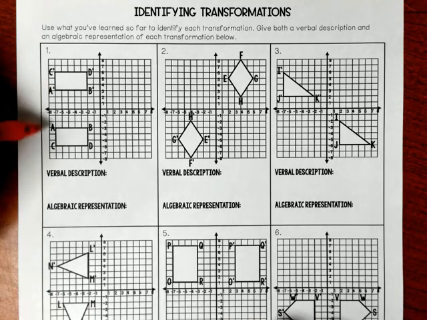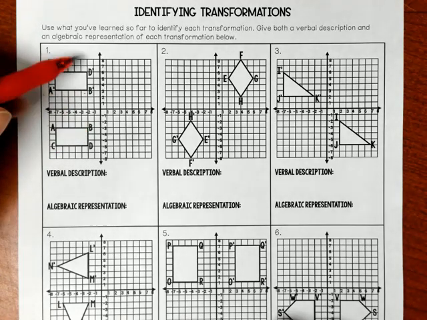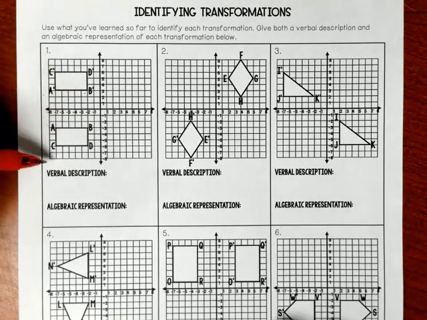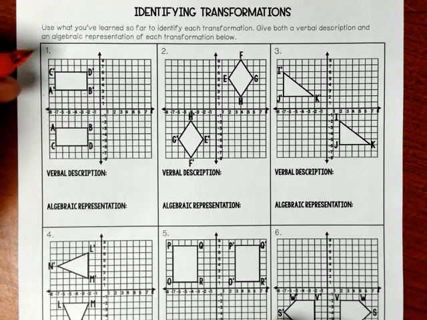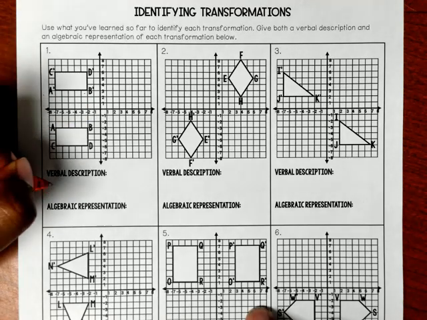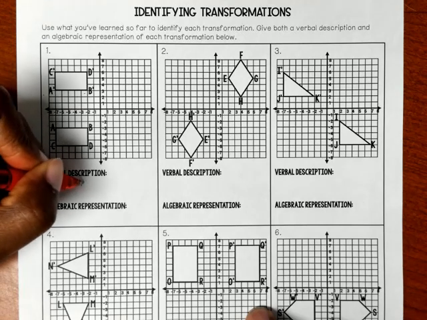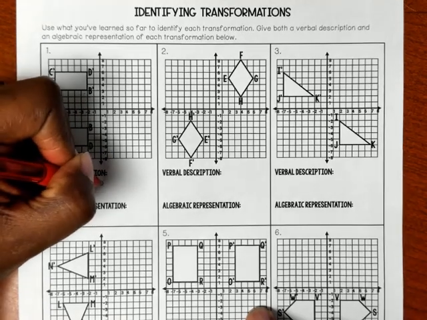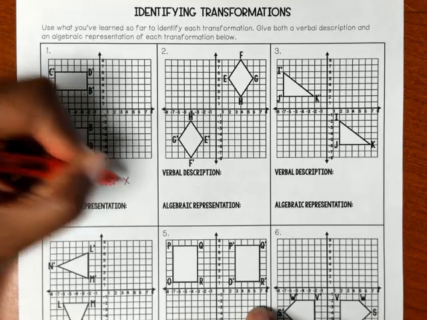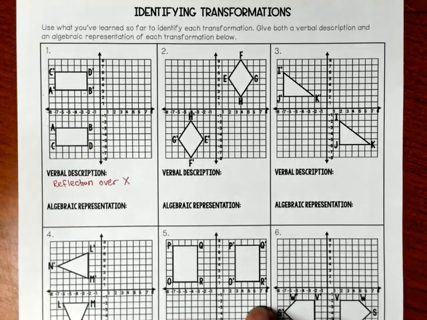So I can see here that A is looking at A, B is looking at B. It looks like it's flipped over this line. And so I'm going to call this a reflection over X. But to double check, we're going to take a point.